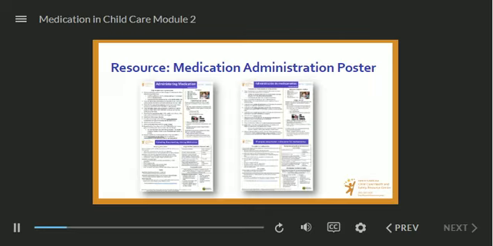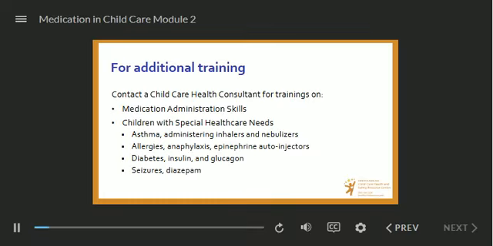On screen is an example of the medication poster previously mentioned in this training. Posters are available for order that outline receiving, storing, and administering medications from the North Carolina Child Care Health and Safety Resource Center. For additional training, contact a child care health consultant. Other training options include medication administration skills and trainings on children with special health care needs such as asthma, allergies, anaphylaxis, diabetes, insulin, and seizures.